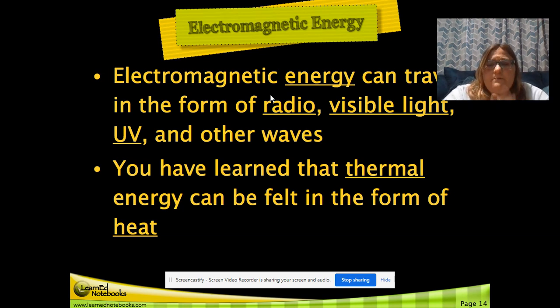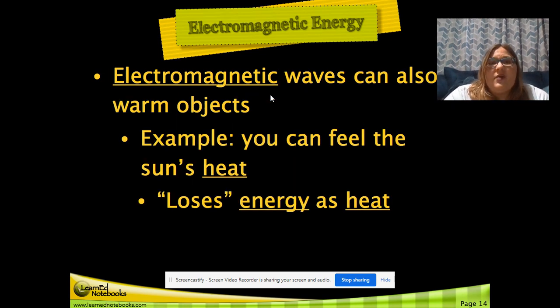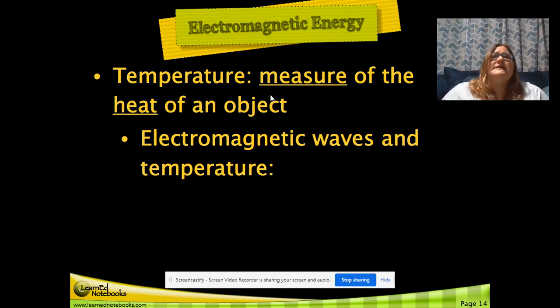Okay, moving on. Electromagnetic waves can also warm objects. Example, you can feel the sun's heat. It is losing energy as heat. Temperature is a measure of the heat of an object. So it tells you how hot it is or not hot it is, because there's no such thing as cold.